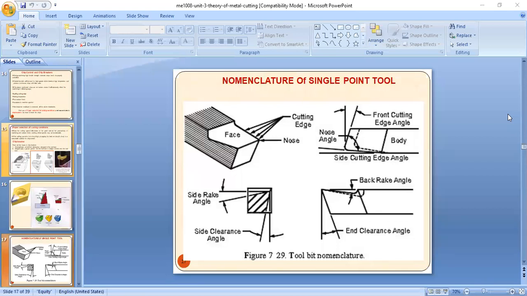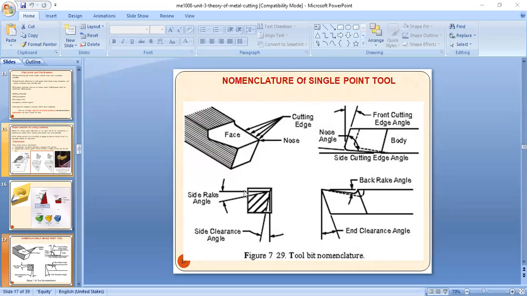So when the slope is towards the flank or towards the shank, it's known as the back rake angle, or top rake. Back rake is also known as the top rake. The other keywords should also be known. And when it's measured towards the side of the tool, just try to see the diagram here, it's known as the side rake angle.